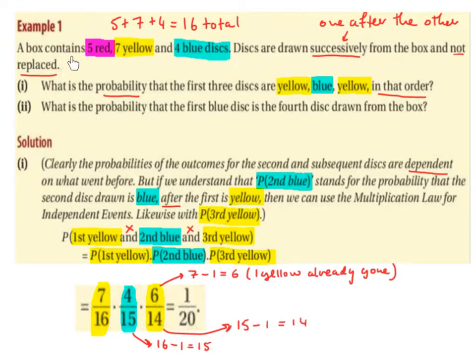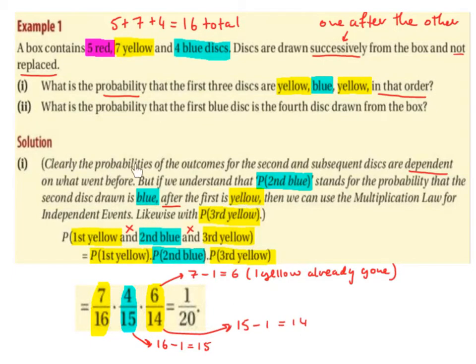A box contains 5 red, 7 yellow and 4 blue discs. Discs are drawn successively, which means one after the other, from the box and not replaced. This is very important, they are not replaced. Part 1. What is the probability that the first 3 discs are yellow, blue, yellow in that order?